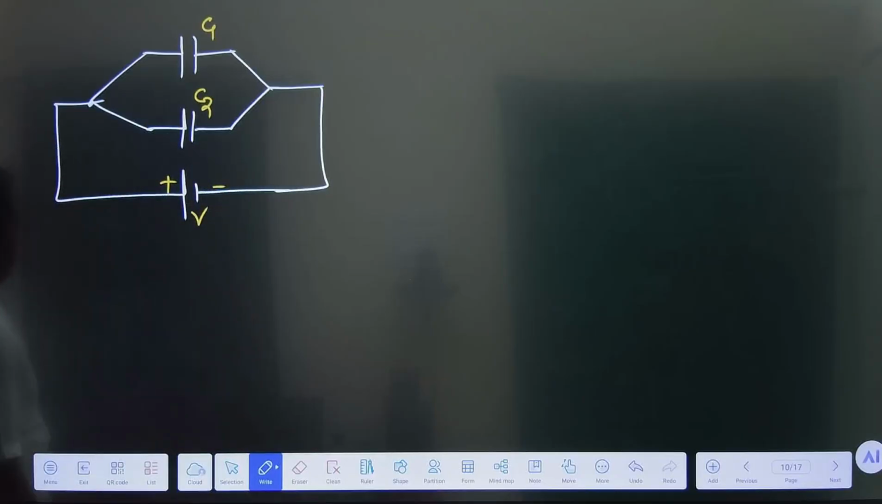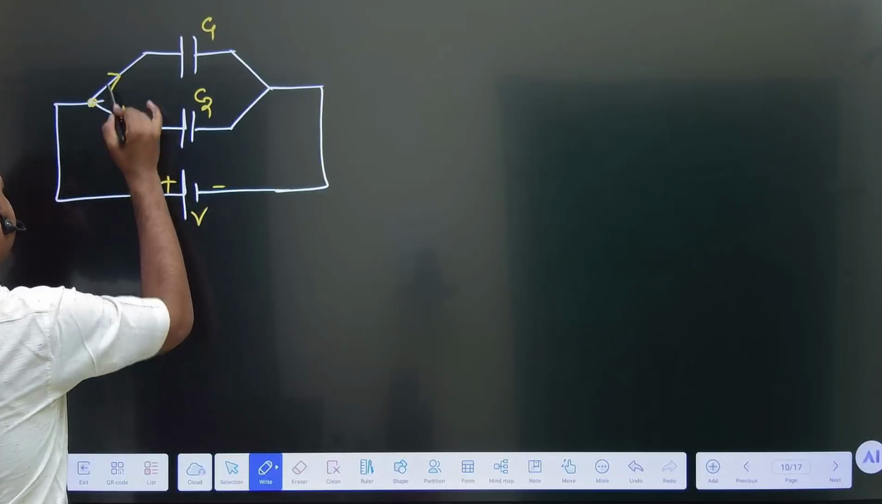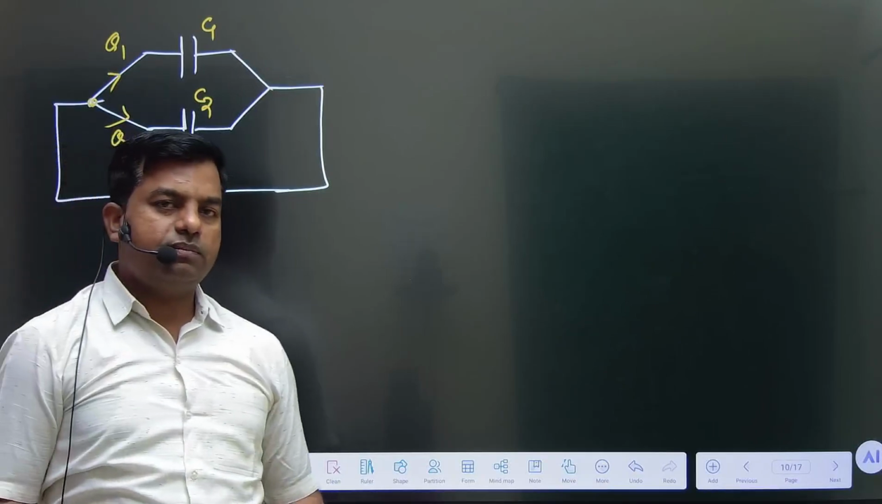When these capacitors are connected in parallel, the voltage remains constant and the charge divides. So this charge is Q1 and this is Q2. So what is the total charge of the combination?